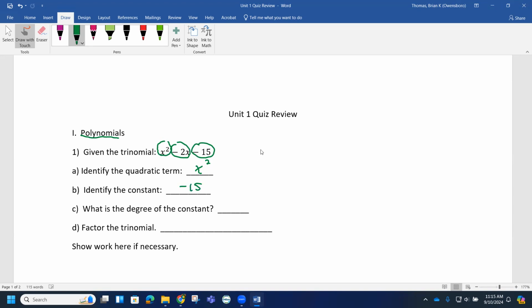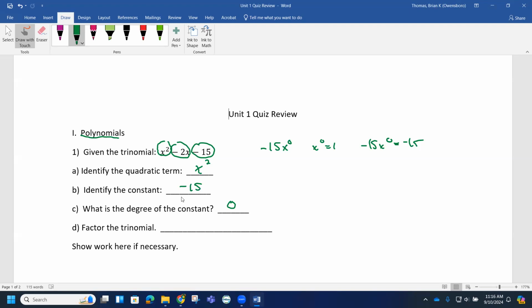And remember, the degree is the exponent of the variable, but the variable on the end was x to the 0. And remember, x to the 0 is equal to 1. So really, negative 15 x to the 0 is the same thing as negative 15. So the degree of the constant is going to be 0 because that's actually the degree of the variable. So we learned that the degree of the constant is always 0.